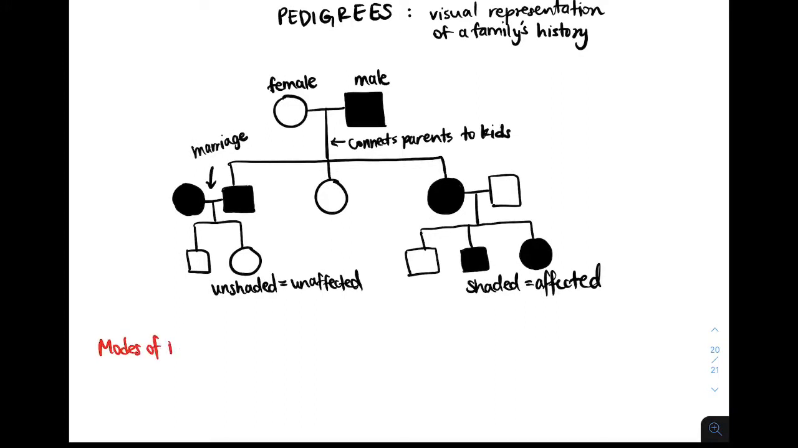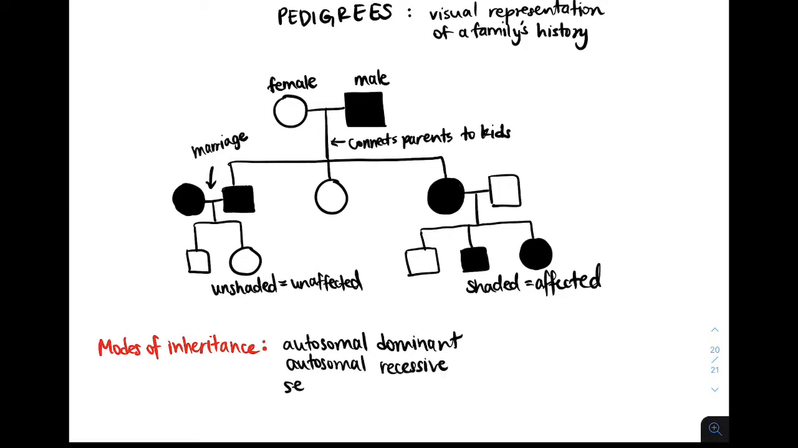And there are 4 modes of inheritance that can be illustrated through pedigrees. There is autosomal dominant and autosomal recessive, sex-linked dominant, and sex-linked recessive.